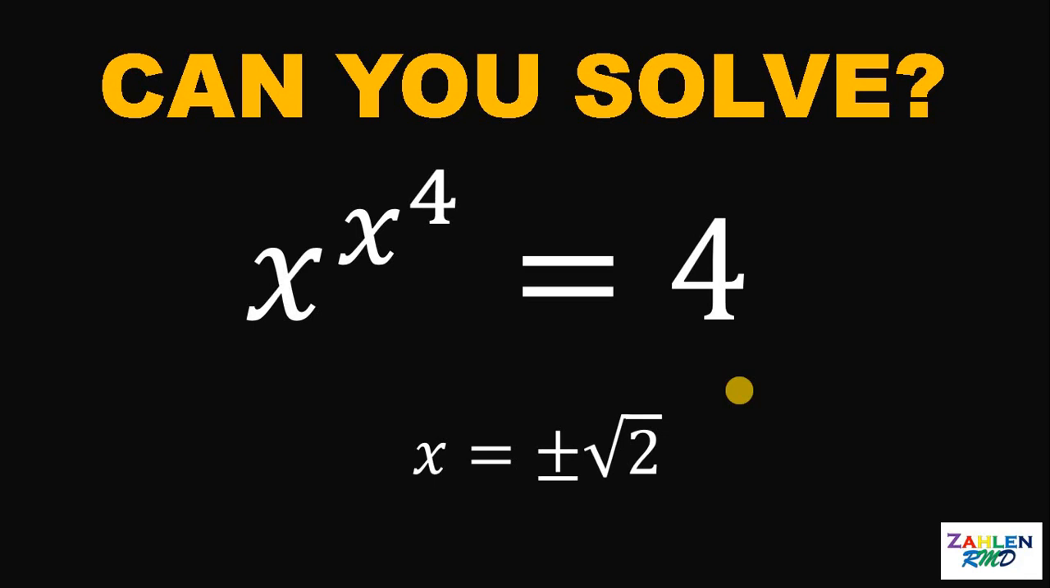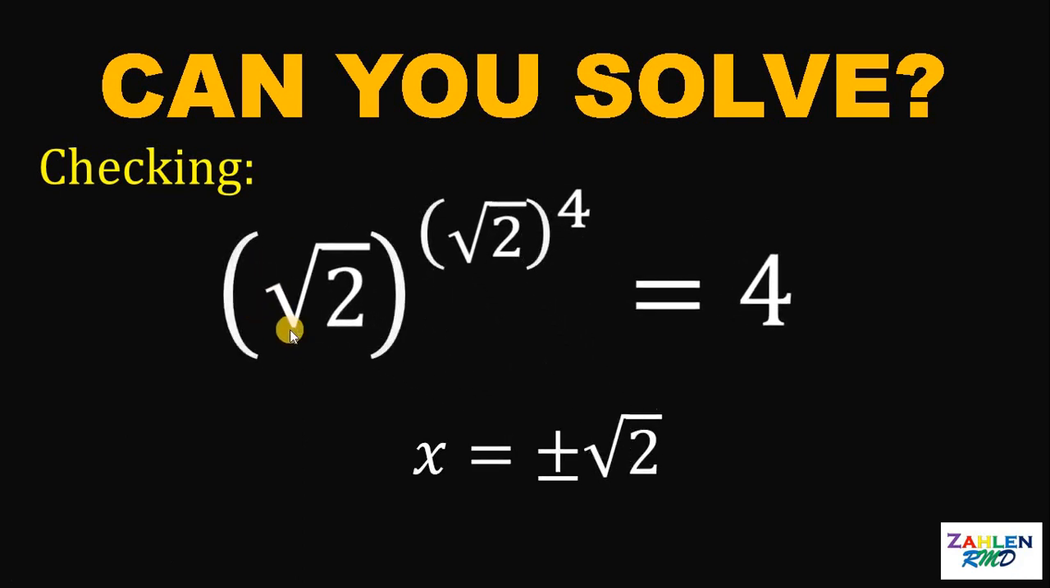But before we end this video, what we're going to do here is to check if square root of 2 is correct. Also, negative square root of 2 must be the solution to this equation. So, let's have our checking. Now, to check that positive square root of 2 is a solution to this equation, what we're going to do is to substitute square root of 2 to this x. So, this will give us square root of 2 raised to square root of 2 raised to 4.